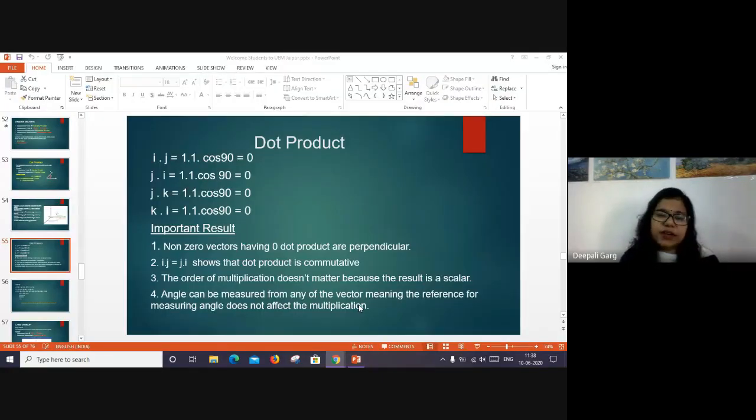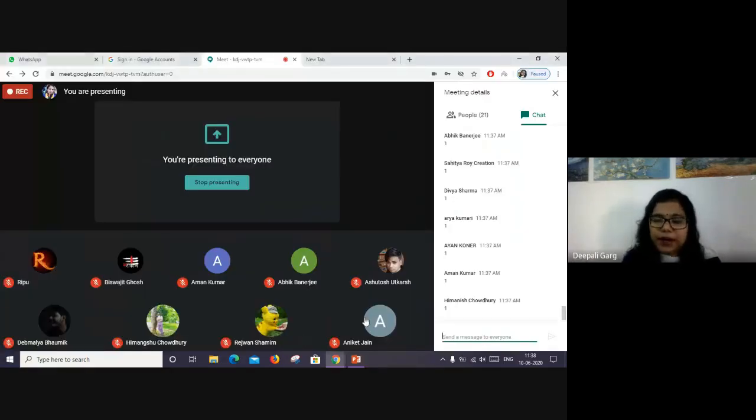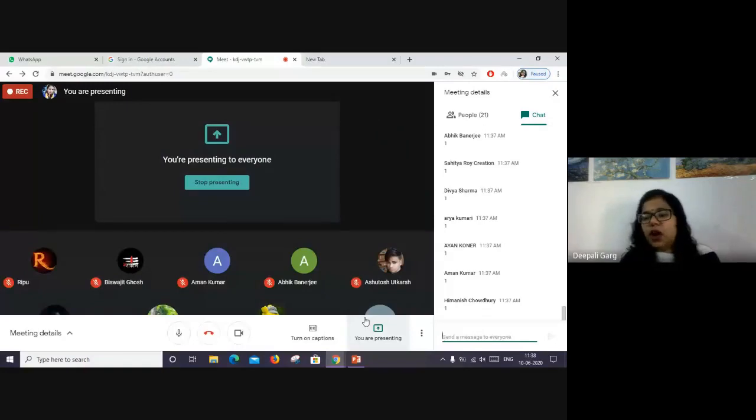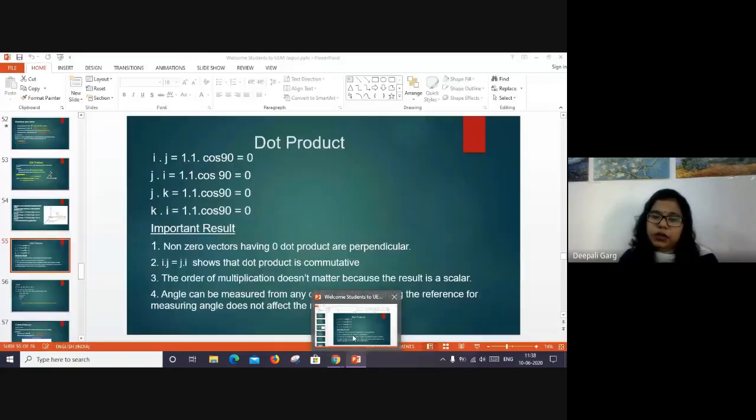So the important result that we can pick from here is that non-zero vectors having 0 dot product are perpendicular to each other. The vectors are non-zero in themselves, but their dot product is coming out to be 0, it means that cos theta is 0. If cos theta is 0, it means that theta is 90 degree. So it is a very important result, always helpful for numericals and competitive questions: for two non-zero vectors, when their dot product is 0, their cos theta is 0, theta must be 90 degree and the vectors must be perpendicular.